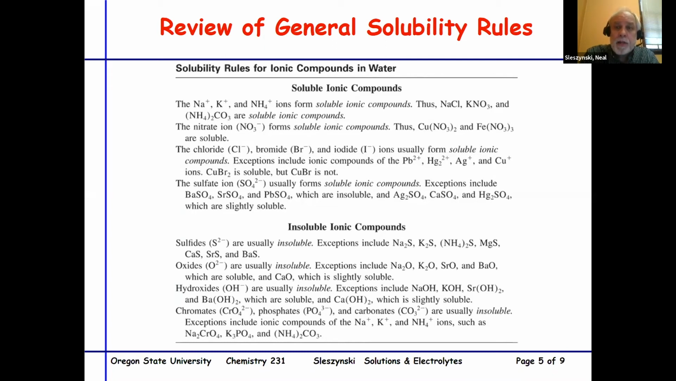So sodium chloride, potassium nitrate, ammonium carbonate are all soluble. Ionic compounds that utilize nitrate ions, NO3-, as the anion in the compound are almost always soluble. Halides, chlorides, bromides, iodides are usually soluble, but not always. And now we start to run into some exceptions. Sulfates form soluble ionic compounds with, again, a number of exceptions here. Typical insoluble compounds are sulfides.